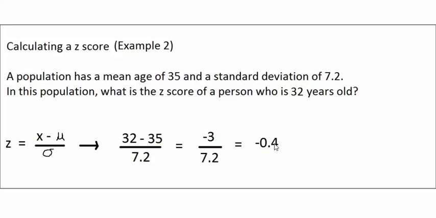Notice how this z-score came out to a negative number. If it comes out to a negative number, it just means that the person is below the mean. The person is below average. You might remember from a couple of videos ago that I told you that a negative z-score is below the mean, a positive z-score is above the mean, and a z-score of 0 is right at the mean.